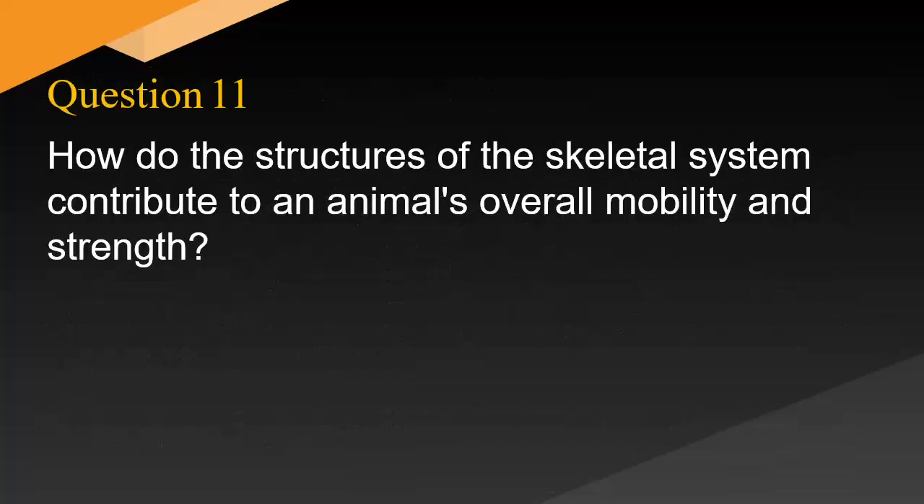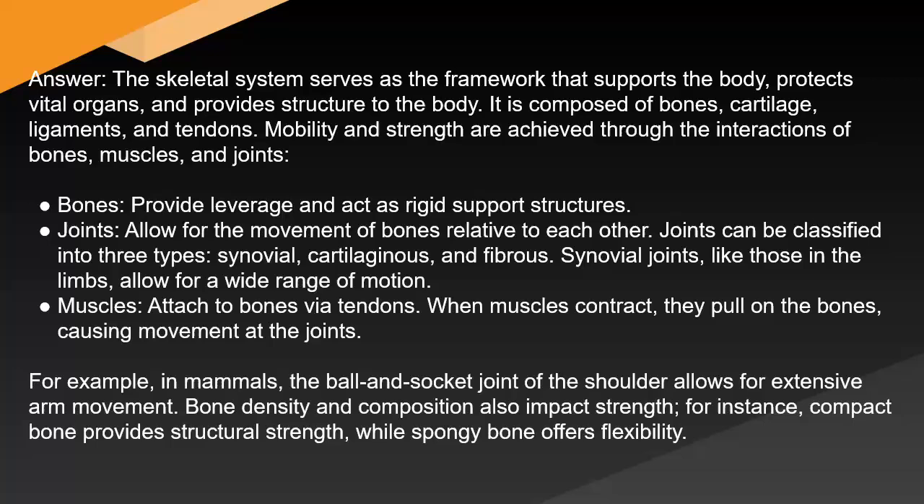How do the structures of the skeletal system contribute to an animal's overall mobility and strength? Answer: the skeletal system serves as the framework that supports the body, protects vital organs, and provides structure to the body. It is composed of bones, cartilage, ligaments, and tendons. Mobility and strength are achieved through the interactions of bones, muscles, and joints. Bones provide leverage and act as rigid support structures.